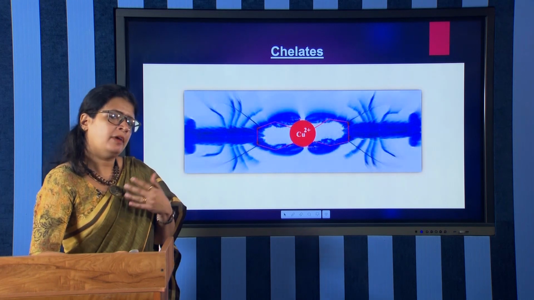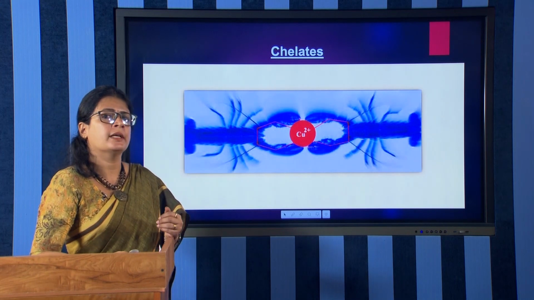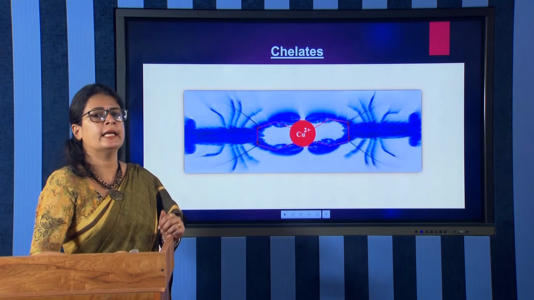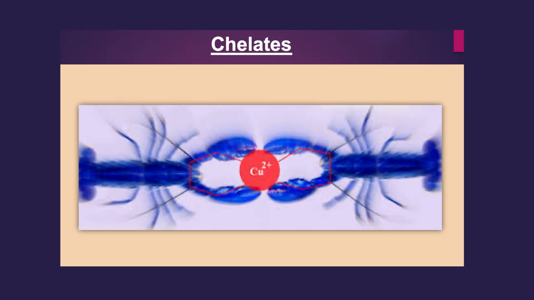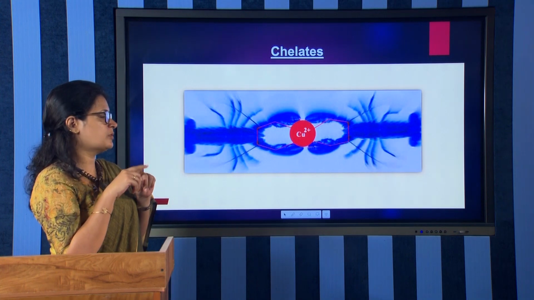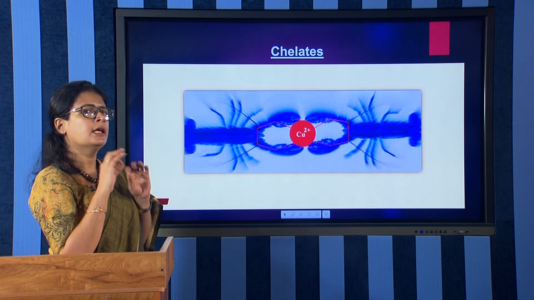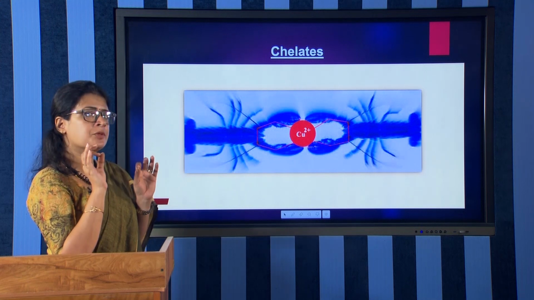And now, while discussing the stability of complexes, we have to understand what chelates are. See the figure, this is a lobster, a crab, and you can see the central metal atom, that is copper. Some ligands will be forming a ring-like structure like this. When these structures are formed, the complex will be exceptionally stable.